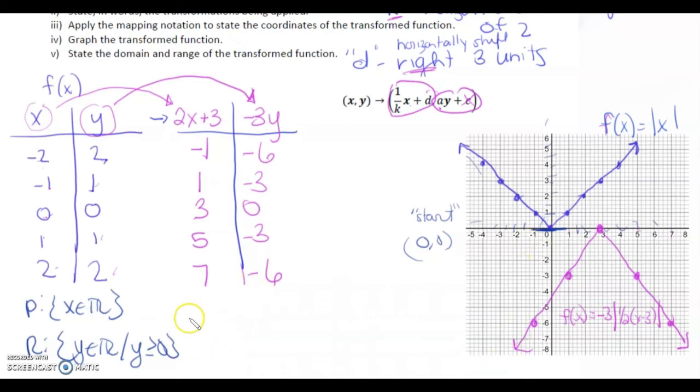Okay, and for the transformed function here, the domain is going to be the same, x is an element of the real numbers. Now, I'm going to set up the range. y is an element of the real number system. So there is no shift up or down. So again, we're referencing the 0 on the y-axis. But this time we're going down. So y is less than or equal to 0.